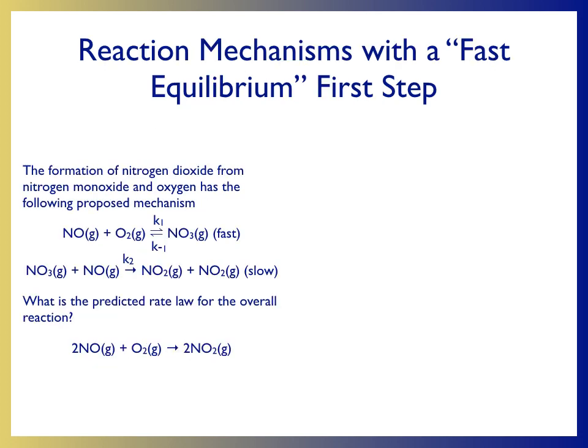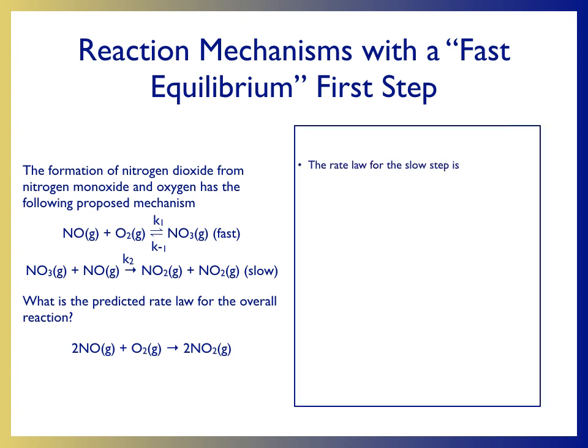Now let's do an example with real chemicals. Here's a reaction between NO and oxygen to form NO2. This reaction has a two-step mechanism where the first step of the mechanism is a fast equilibrium step, and the second elementary reaction is the slow step, or the rate determining step. We want to use this mechanism now to figure out the overall rate law.